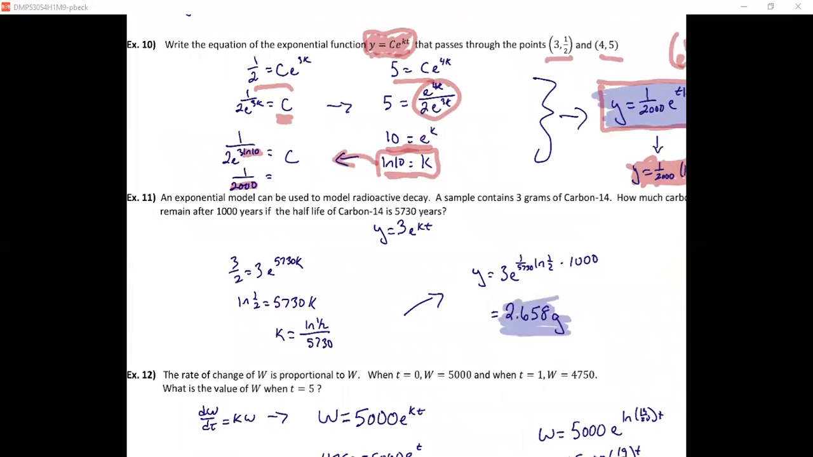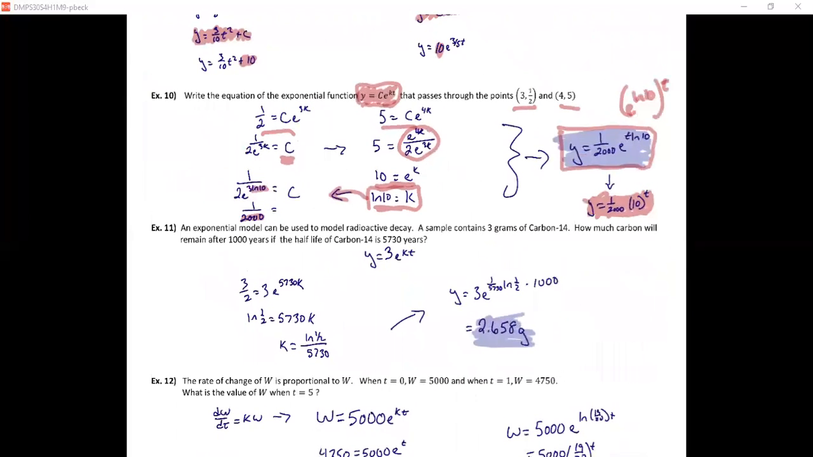Example number 11 is very, very simple, similar to number 10, except we're already given the initial condition. We have 3 grams to start with, so boom, we could write it that way. Radioactive decay, the reason why exponential functions will model radioactive decay is because the rate of change is always based off of how much of the substance is there. So what's happening is all the radioactive isotopes are leaving at a certain rate, and that leaving is based off of the amount of substance that's there. So hence that's why it's y prime equals ky.